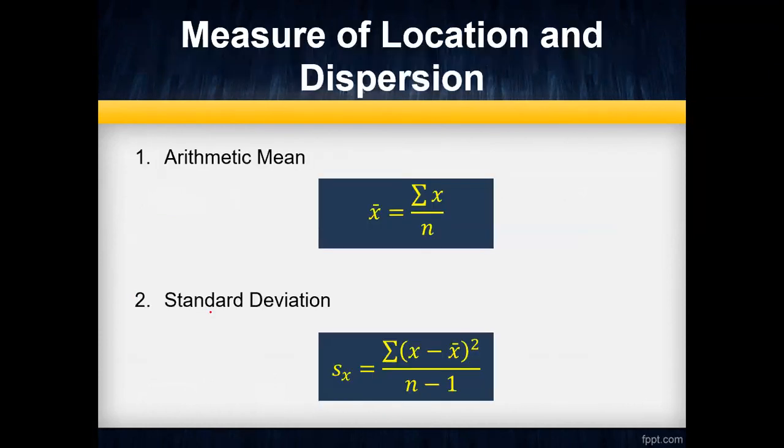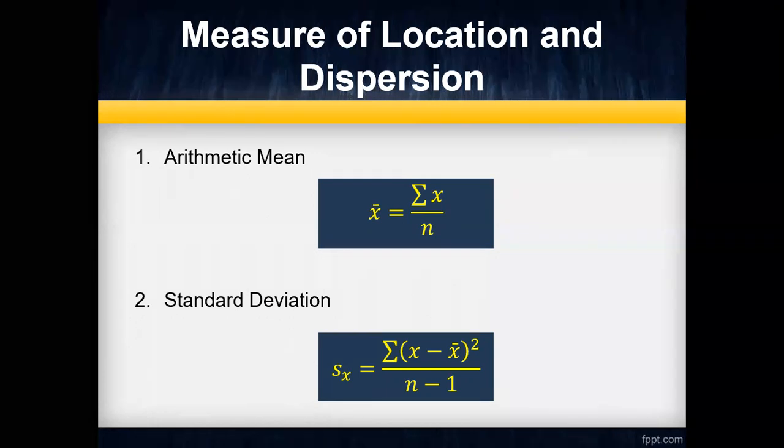Before starting the correlation, you must know three things. The first one is the arithmetic mean. You must know how to calculate it, because we need the mean again and again in this analysis. And the standard deviation. How to calculate it?